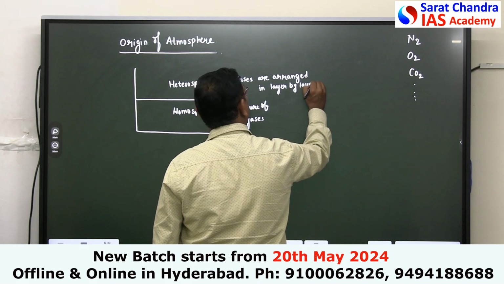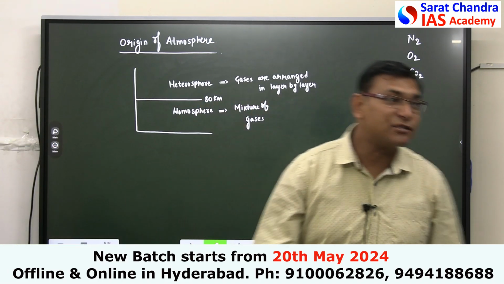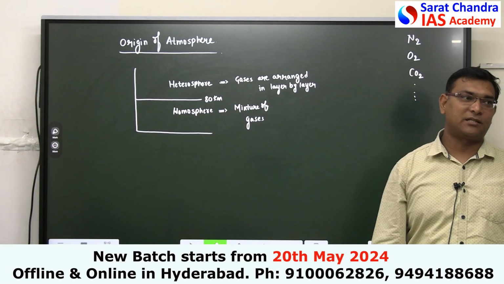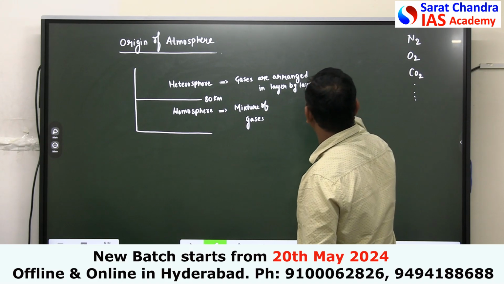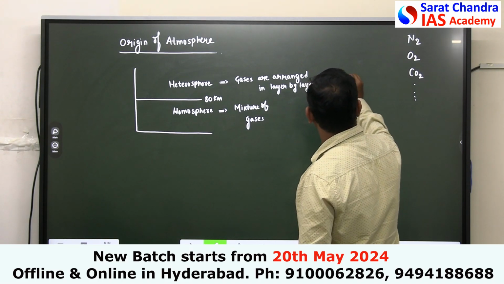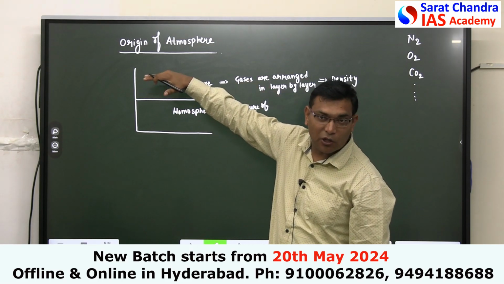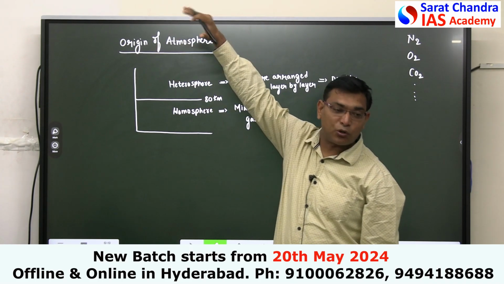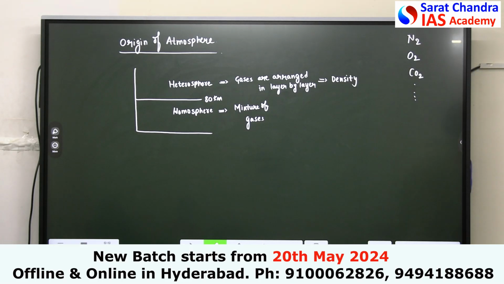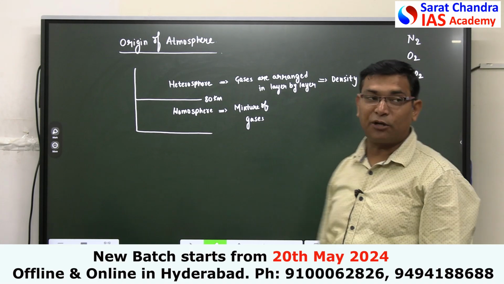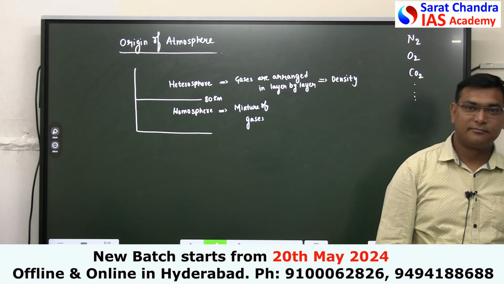How are they arranged layer by layer? Based on their, not pressure, their density. Yes or no? Based on their density. The denser ones will be at the bottom. Less dense ones will be at the top. Even less dense ones will be more on top. For example, you see hydrogen or helium. Which one is denser? Based on their atomic mass.